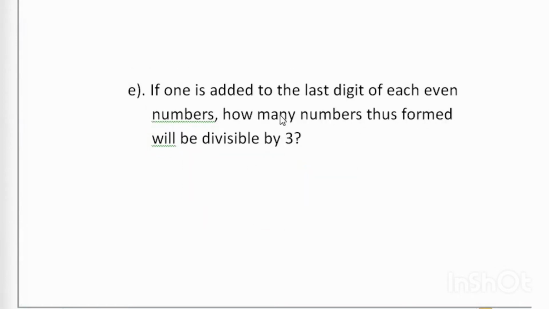Fifth question, if 1 is added to the last digit of each even number, how many numbers thus formed will be divisible by 3? Here there are only two even numbers, 176 and 158. So if 1 is added to the last digit of these two numbers, 176 becomes 177 and 158 becomes 159. The other numbers remain the same.